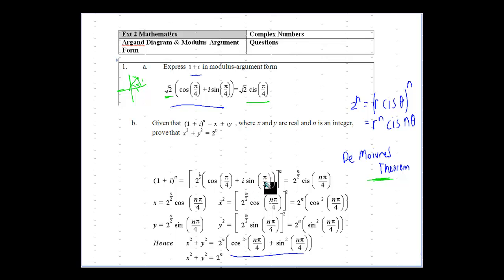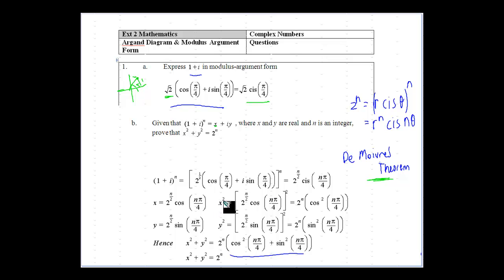If that's written as a complex number x plus iy, the x part would be equal to 2 to the power of n on 2, the modulus at the front, times cos of n pi on 4, because that's the real part. And the y part is i sine n pi on 4, so we get 2 to the power of n on 2 times sine of n pi on 4 as y. Okay, so what happens if we square that?